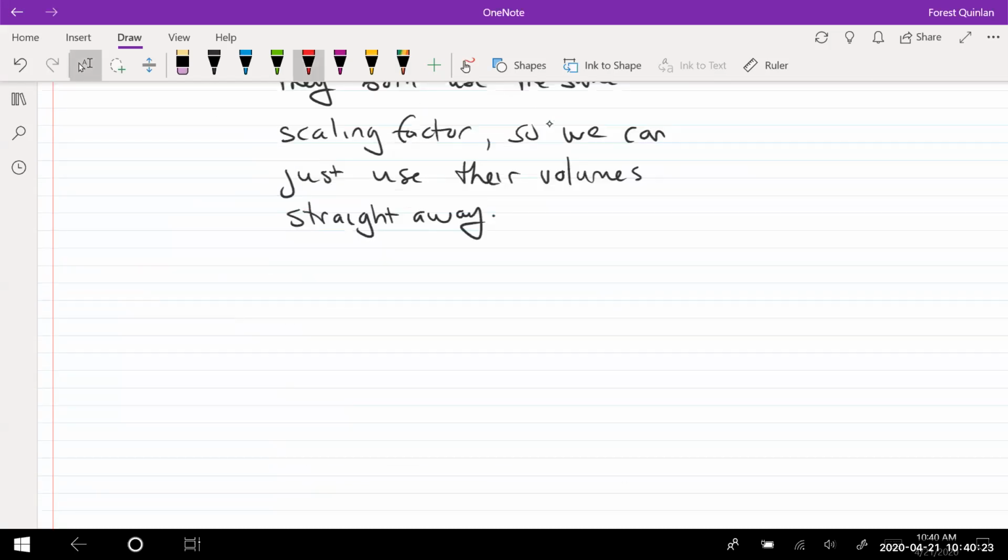So we're going to use their volume straight away. So we know that we have 800 gallons. I'm just going to. Sorry. Was there a question?